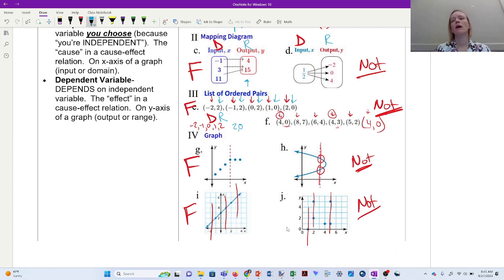For this other list of ordered pairs, I did not highlight my range, so let me go ahead and do that now. And then here we see the domain would be 4, 8, 6, and 5. I don't have to list the 4 again. It is considered polite to list things in order, so that would be 4, 5, 6, and 8. And then my range would be 0, 7, 4, 3, 2. So that's 0, 2, 3, 4, 7 in that order.